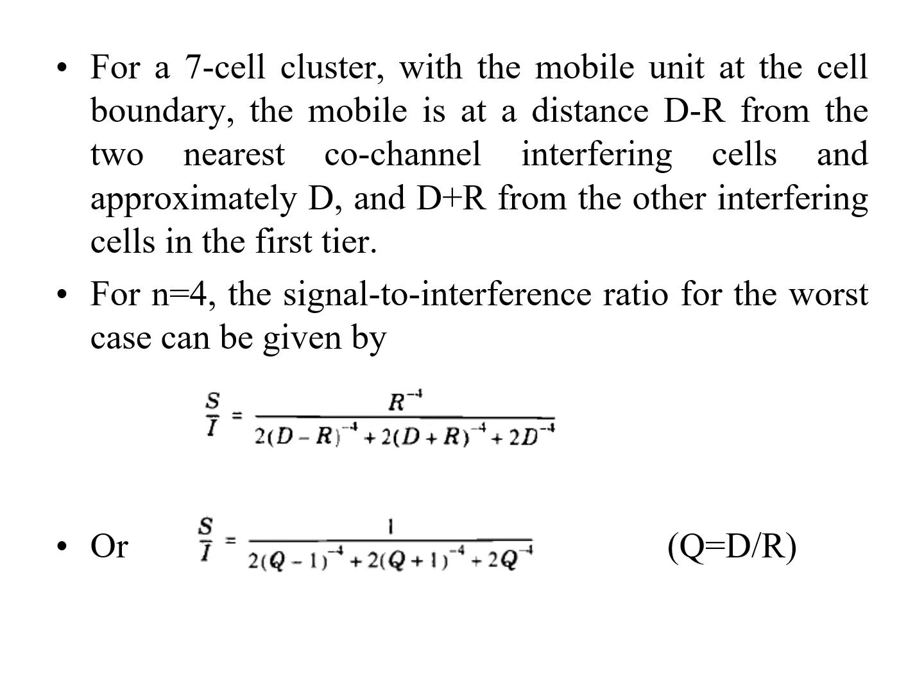For n equal to 4, the signal to interference ratio for the worst case can be given by S/I = R^(-4) divided by [2(D minus R)^(-4) plus 2(D plus R)^(-4) plus 2D^(-4)], or S/I = 1 divided by [2(Q minus 1)^(-4) plus 2(Q plus 1)^(-4) plus 2Q^(-4)], when Q equal to D/R is replaced in the equation.